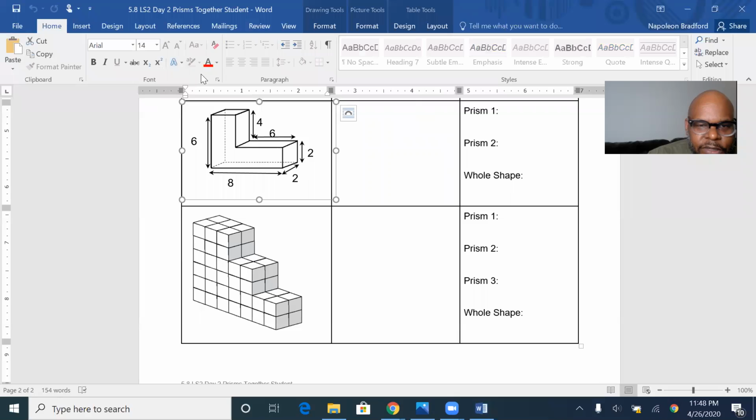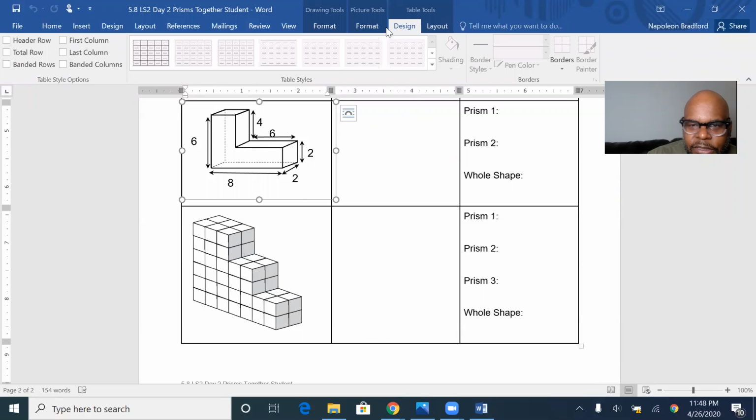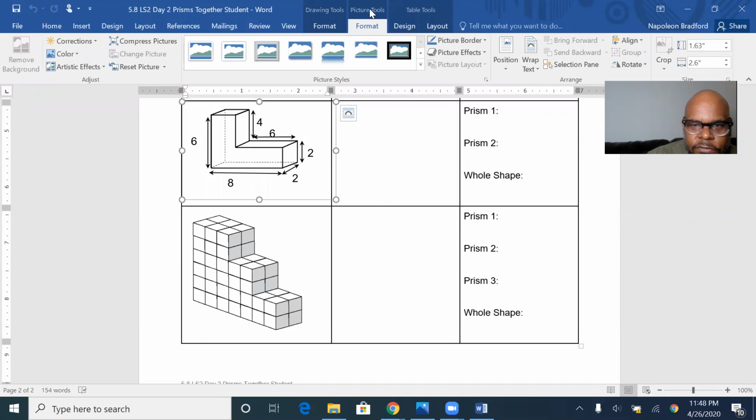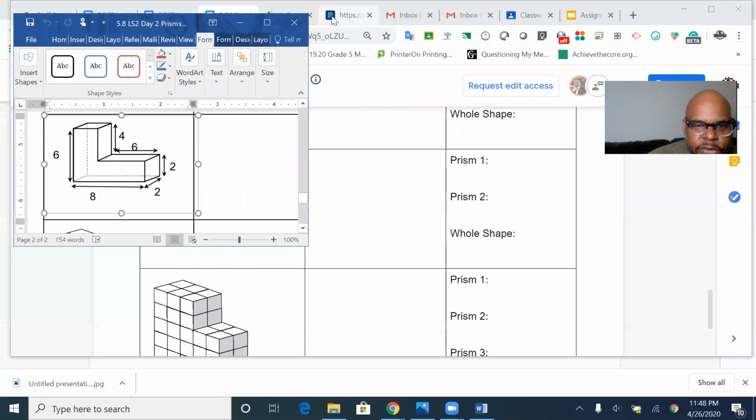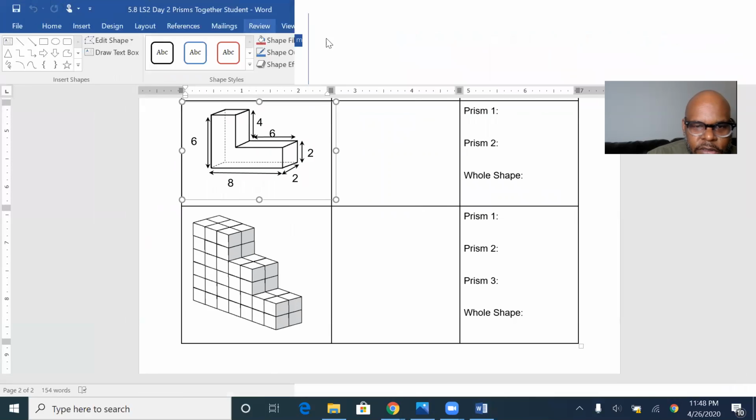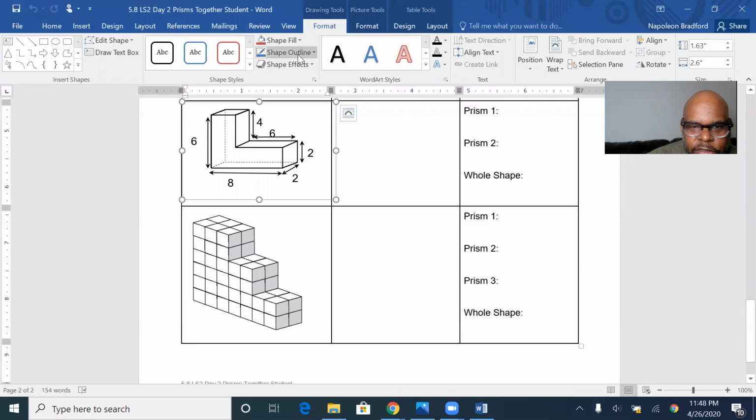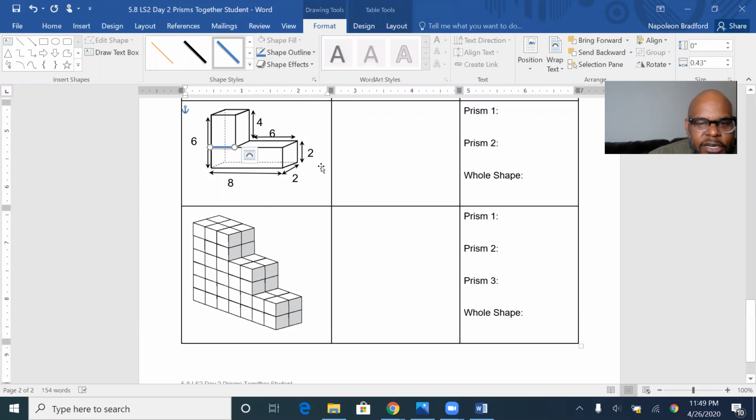Okay, that didn't let me do what I wanted to do. Where is my drawing? Drawing tool. All right, I want to draw something. I want to draw a line. All right, that's my line I want to draw.